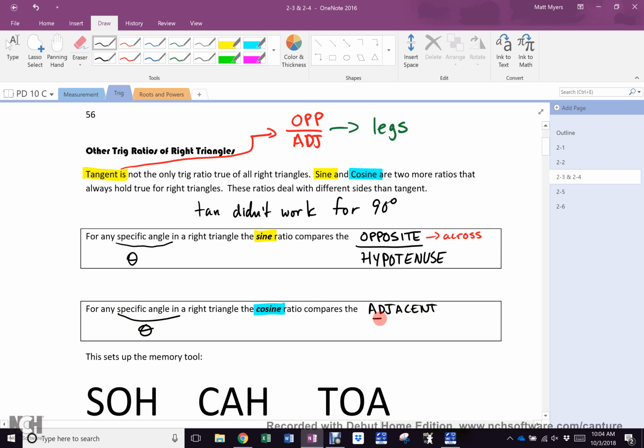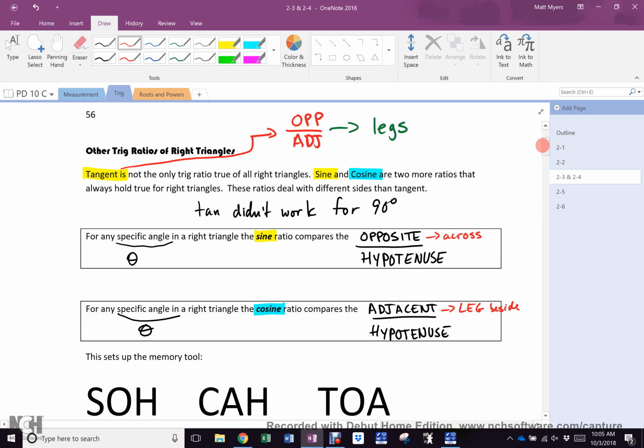Now, adjacent is what messes kids up. What does adjacent mean? Beside. But every theta has two sides beside it. Right. The adjacent is the leg beside, not the hypotenuse. Is everybody good?